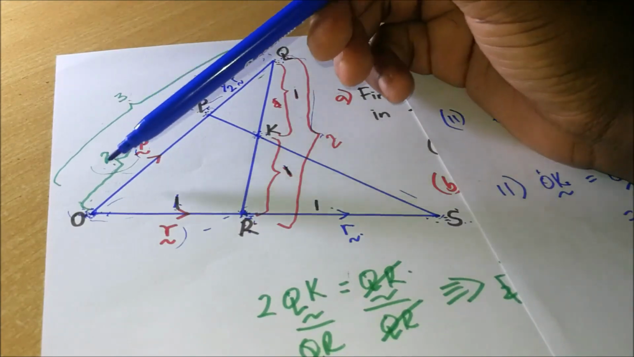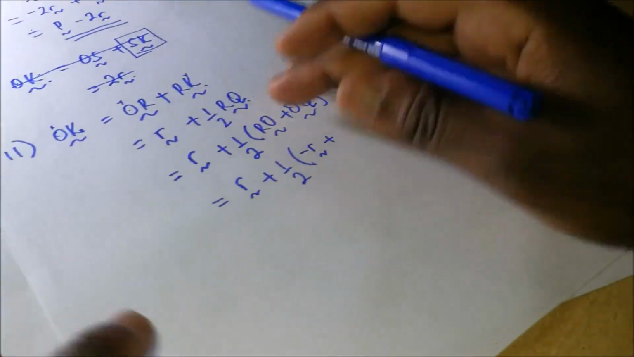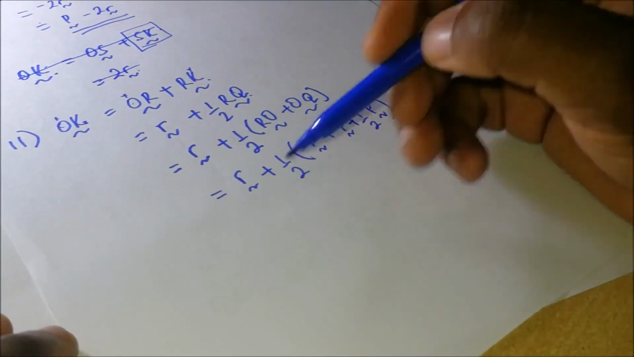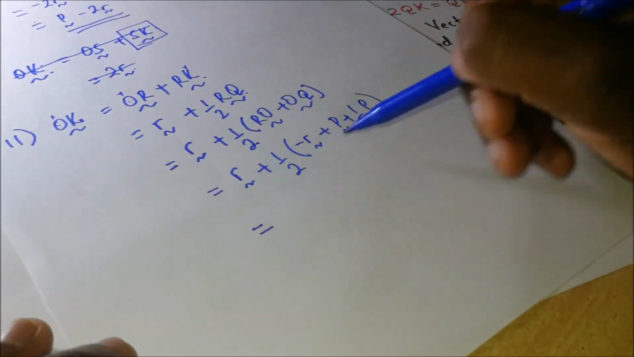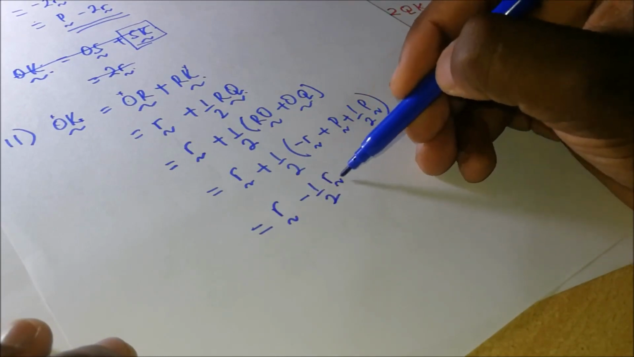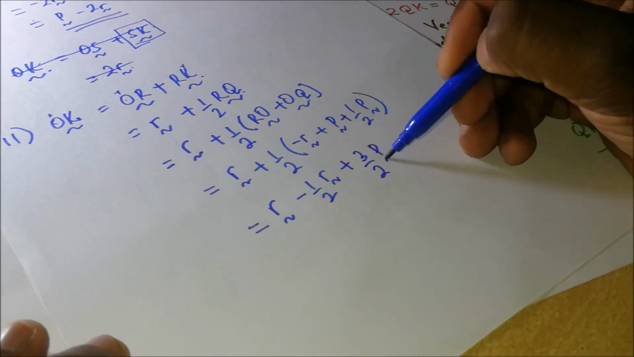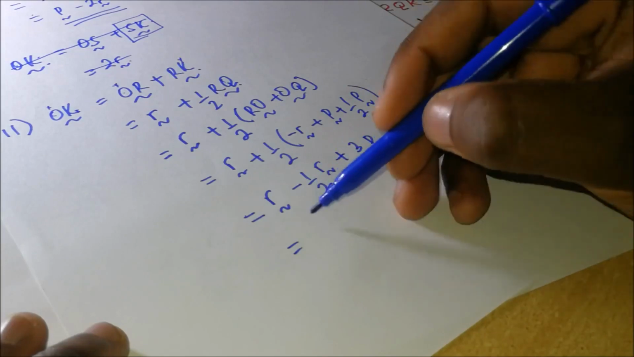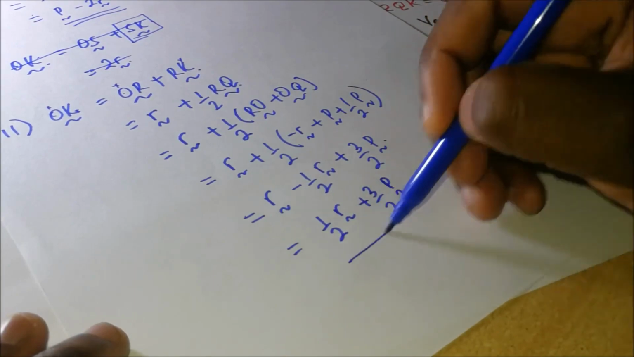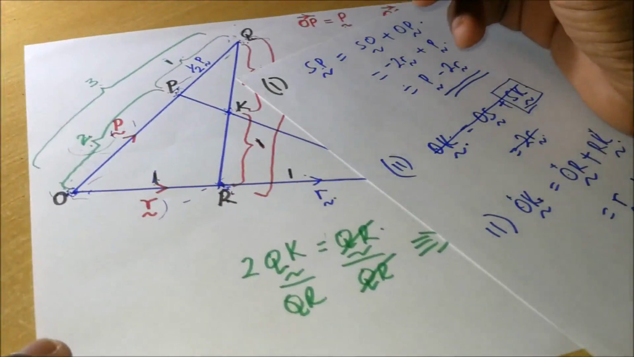So in other words, for me to move from O to P, it's going to be P plus half P. So I'll come here and say it is plus P plus a half P, and the rest is now just rearranging things, so it becomes R minus a half R. P plus a half P is 3 over 2 P. So this is 1 minus a half gives us a half R plus 3 over 2 P, and that is the answer for OK.